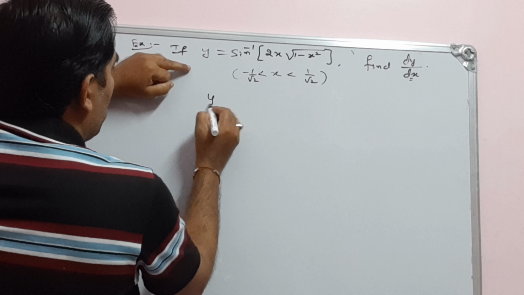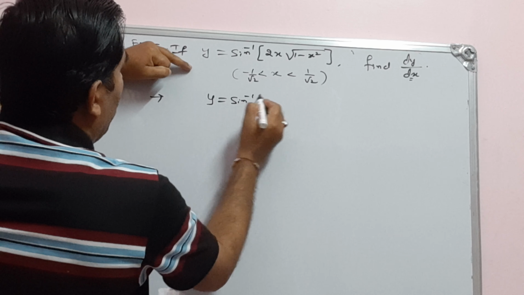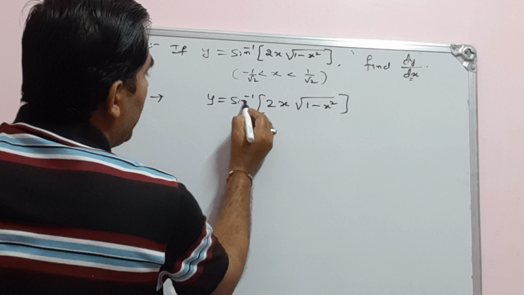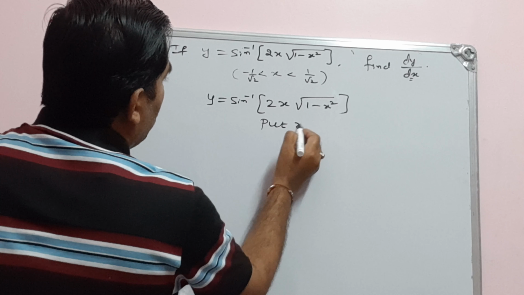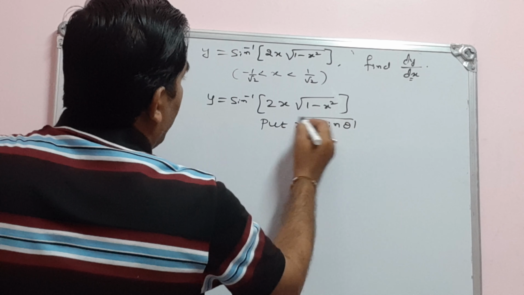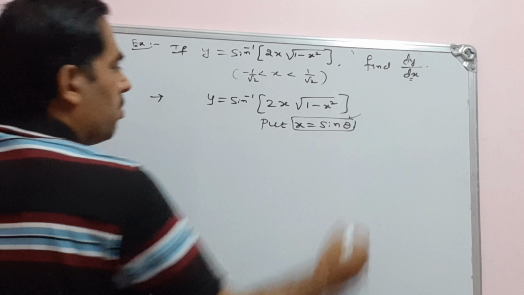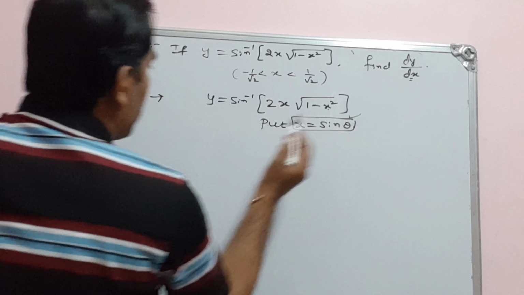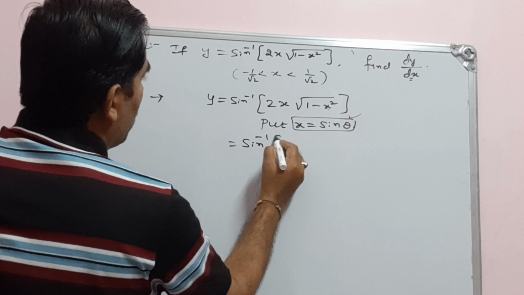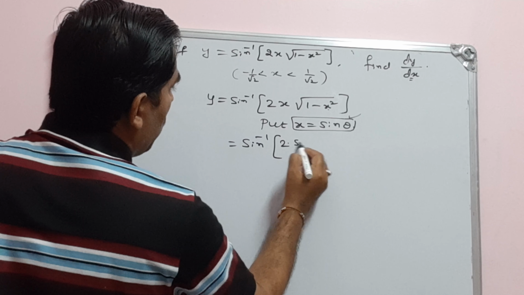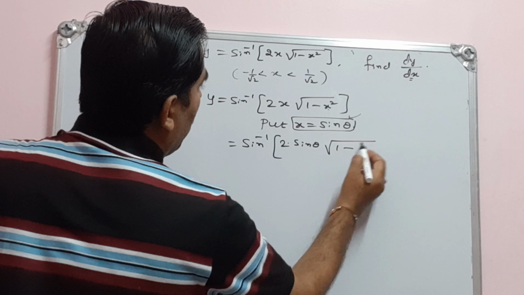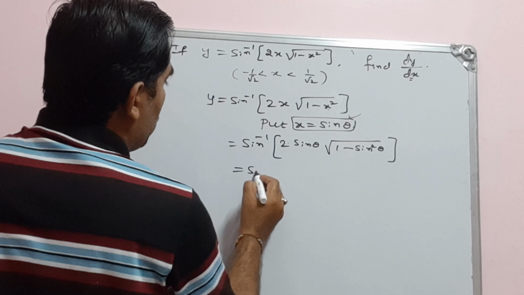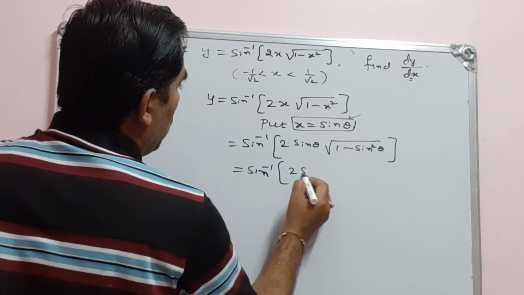So here y is equal to sin inverse of 2x into square root of 1 minus x square. What is the substitution? Sin inverse is outside here, so put x is equal to sin theta. This is our substitution, so we substitute sin theta in place of x. Then what happens to the right hand side? Sin inverse of 2 into x, that is sin theta, then square root of 1 minus x square, that is sin square theta.